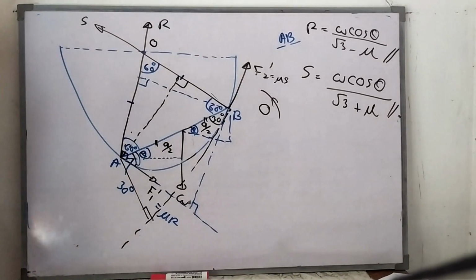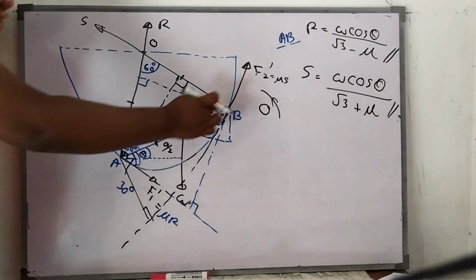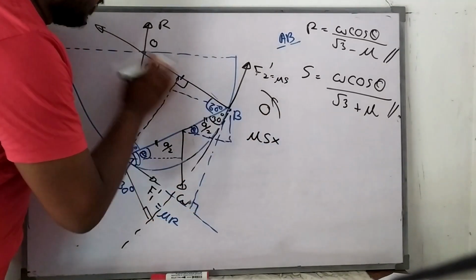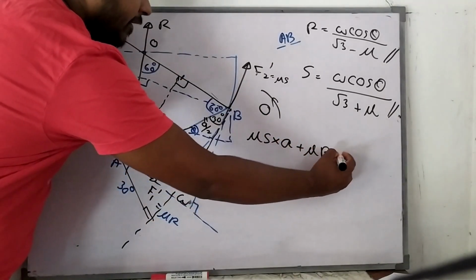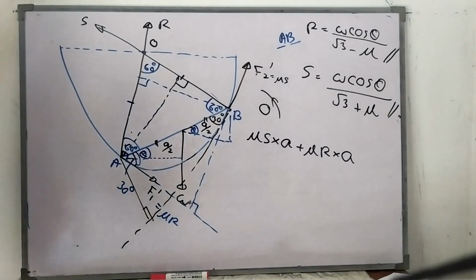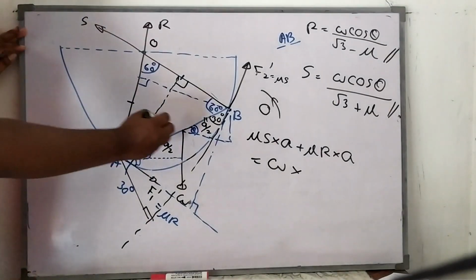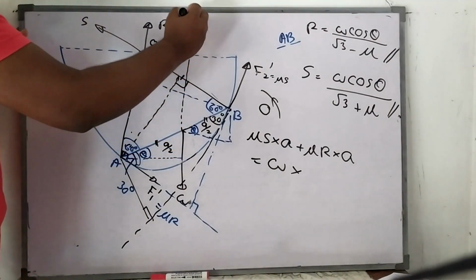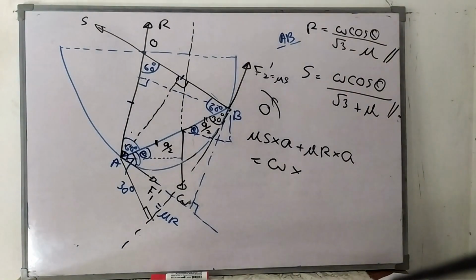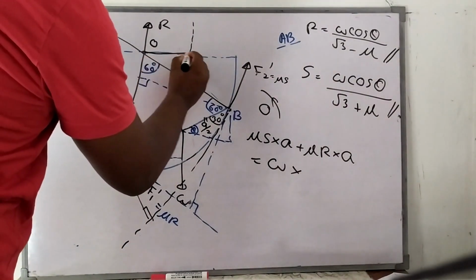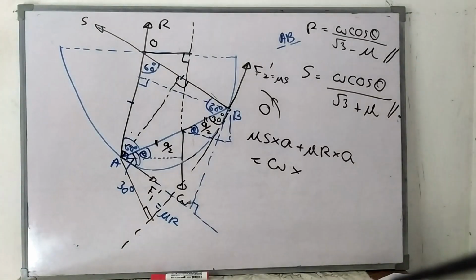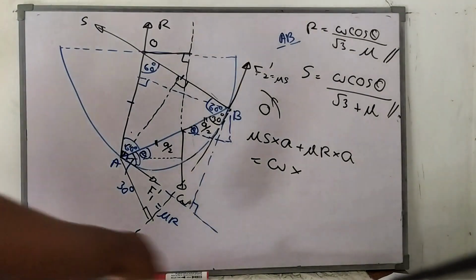To get tan theta, I decide to take another moment, around O. So about O, mu S rotates in our direction, and mu R also rotates anti-clockwise, doesn't matter. Mu S into A, mu R into A. But what happened to W? We just need to calculate the perpendicular distance from W to O. The line is horizontal, our weight line is vertical, and they meet perpendicularly. But how to calculate that perpendicular distance, that's the important thing.